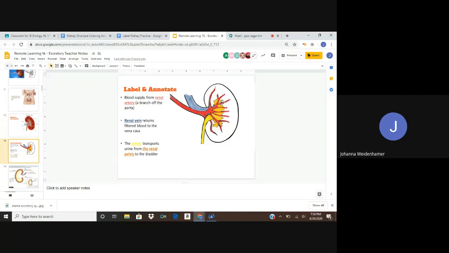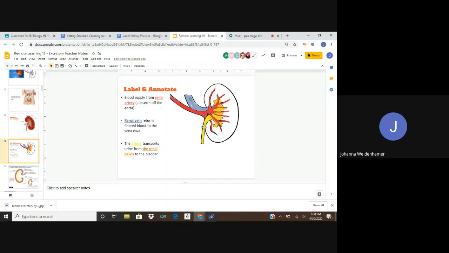So now you can think, okay, we've dropped off oxygen and the nutrients that we need in the kidney, and now we're going to bring that blood that's now come into the kidney out and back up towards the heart, back up into the vena cava, if you could remember from our previous unit. So here we have the renal vein. In your picture, it's the vessel that is a little bit bigger and kind of looks like it's underneath the renal artery. And the ureter is going to be transporting urine from the renal pelvis to the bladder.